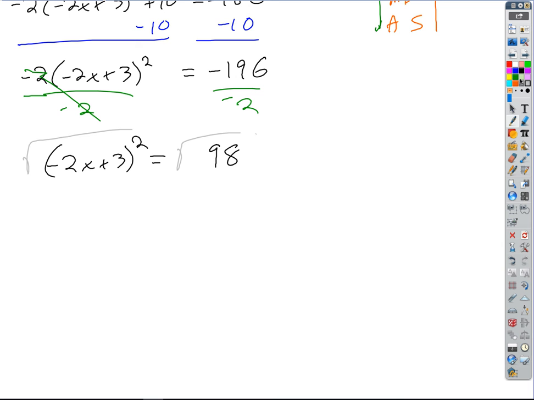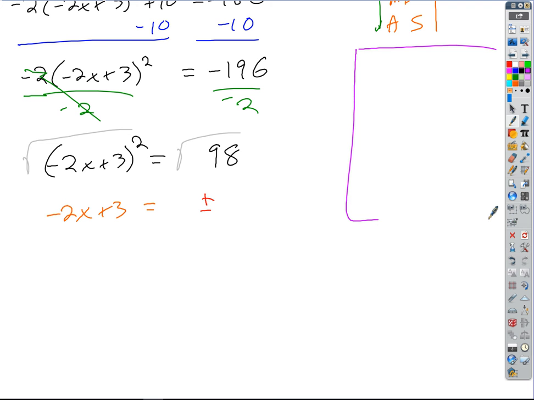So that cancels the squared, and we end up with negative 2x plus 3 equals what? If I square root both sides of an equation, what do I have to include? Plus or minus. And then I've got the square root of 98, right? Okay, so we got to figure out what the square root of 98 is.